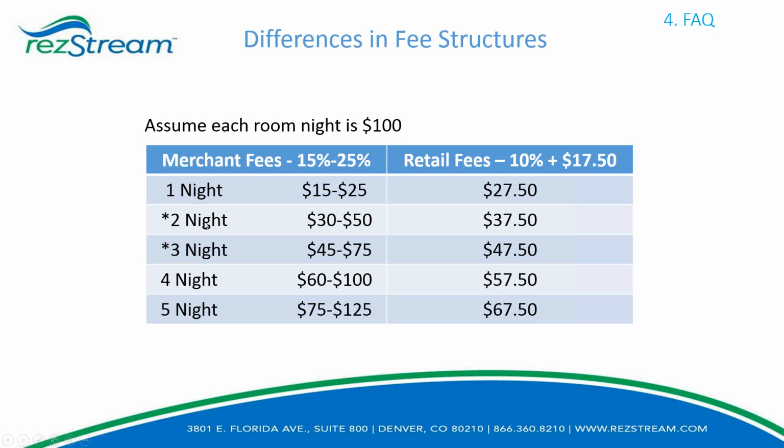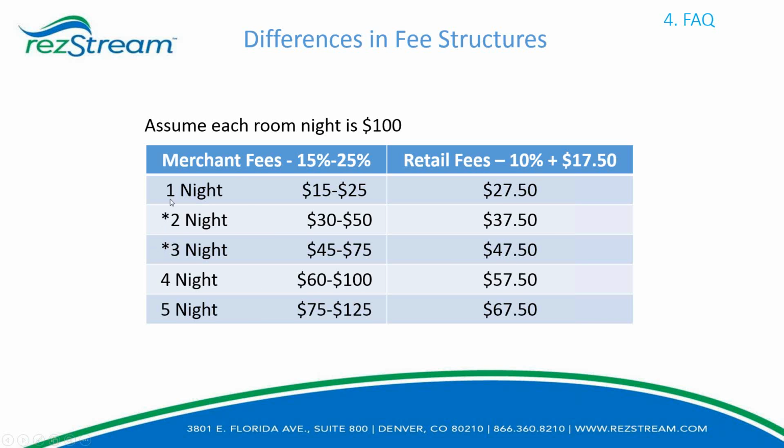Advantage merchant fees. Well, once you get to 2 nights and beyond, look at the difference here, okay? On a 2-night booking on a merchant direct model, you pay between $30 and $50, whereas on a GDS model, you pay $37.50. And those numbers continue to get better the longer the night stays occur on this GDS model compared to being direct, okay?